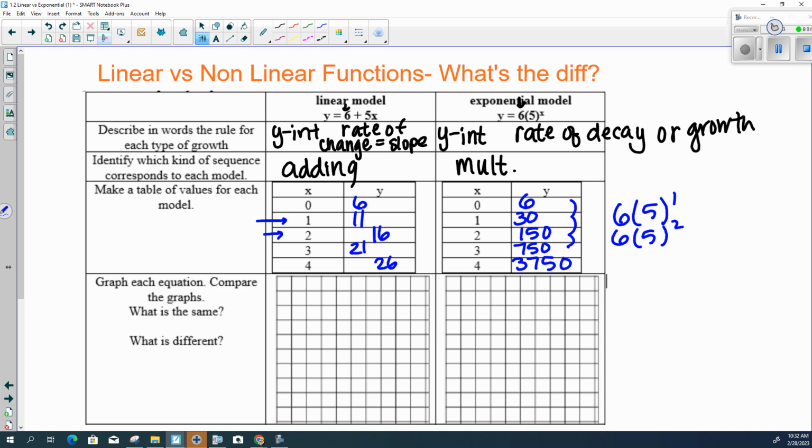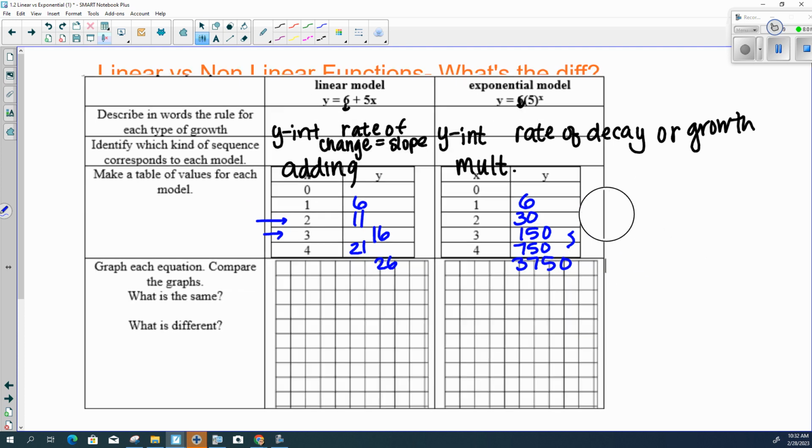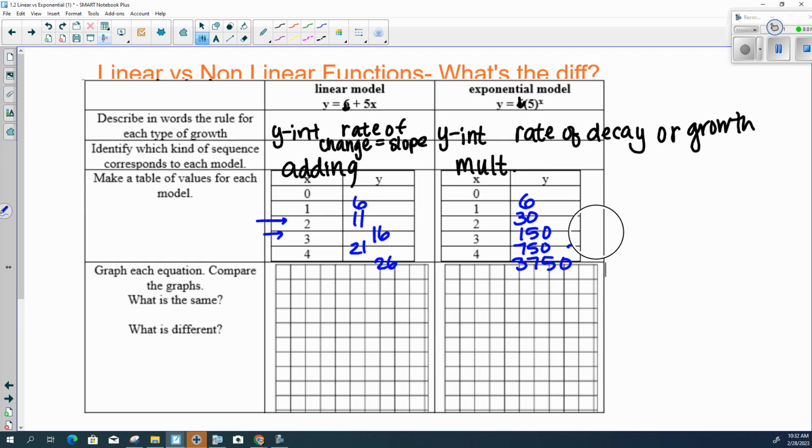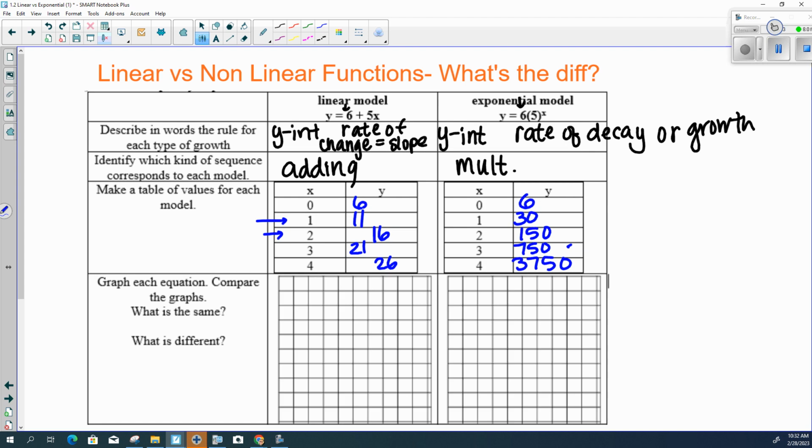Okay, so as I'm looking at these 2 different tables of values, if I'm trying to make an observation, oh dear, my shirt today is touching the board and making it think I'm moving things around.